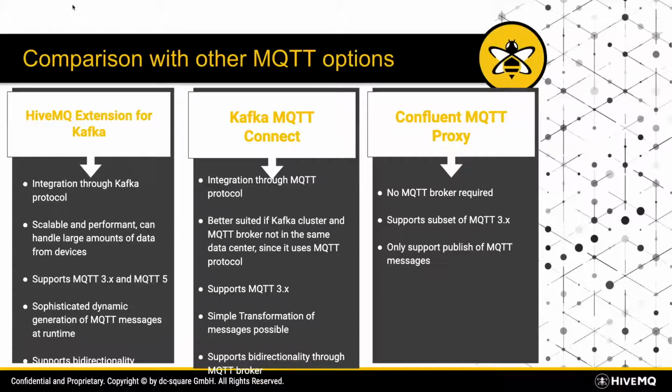The Kafka MQTT Connect integrates with the MQTT protocol. It's well suited if your Kafka cluster is really outside of your MQTT broker. It has MQTT 3 support, and some simple basic transformations are also possible. And it does already support bidirectional messaging through the MQTT broker.